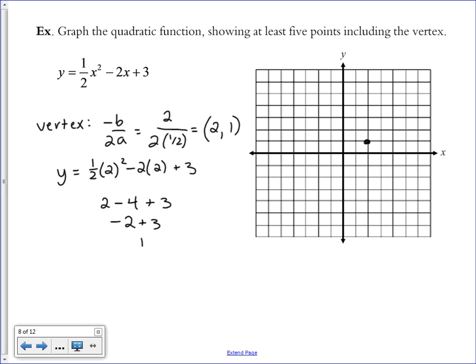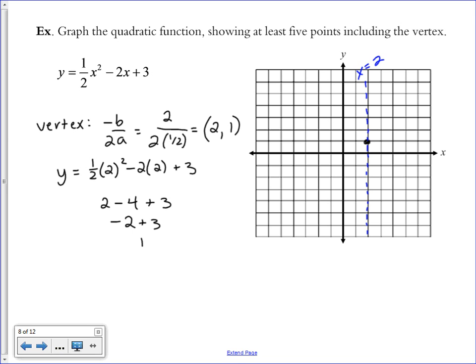The next thing it said to do was sketch the axis of symmetry. So as a light dotted line, go right vertically through your vertex. The equation of that axis of symmetry is going to be x equals 2. I like to write it at the top of that line, have it labeled. And then it said to find 2 more points that are on one side of the axis of symmetry.